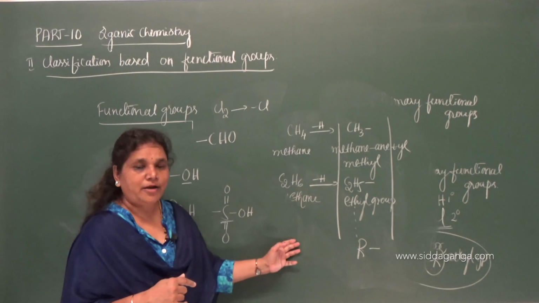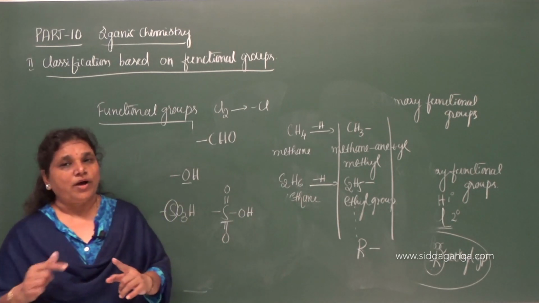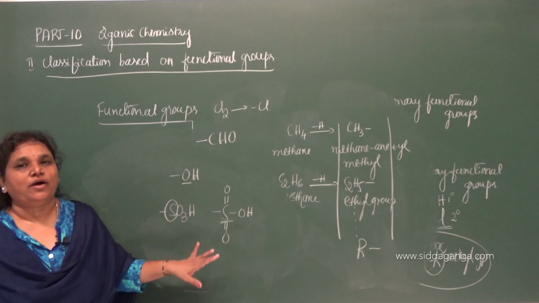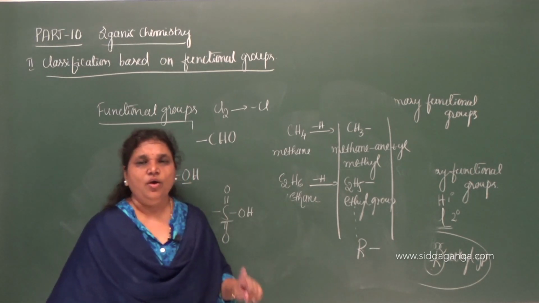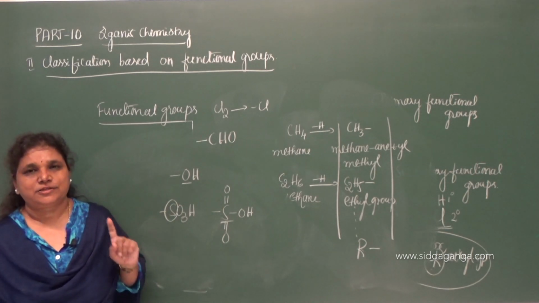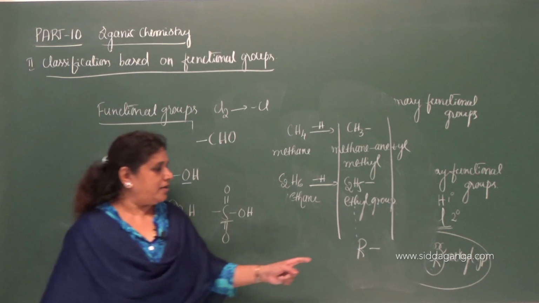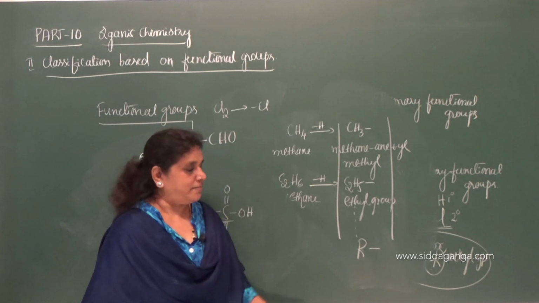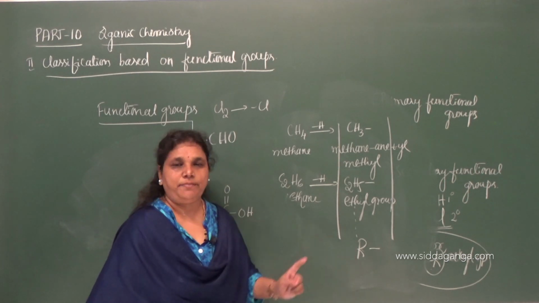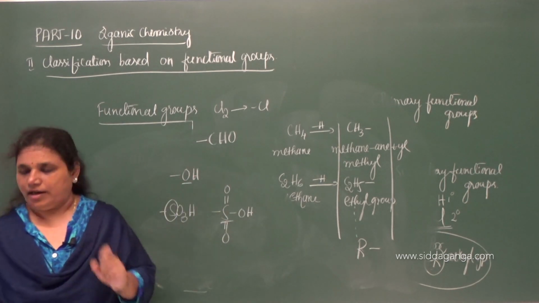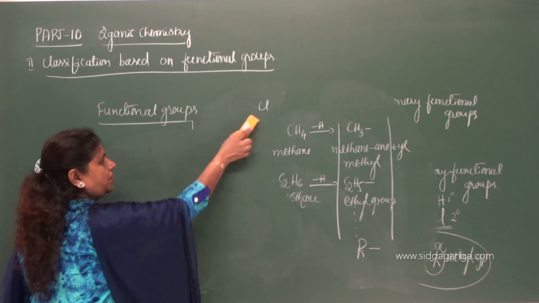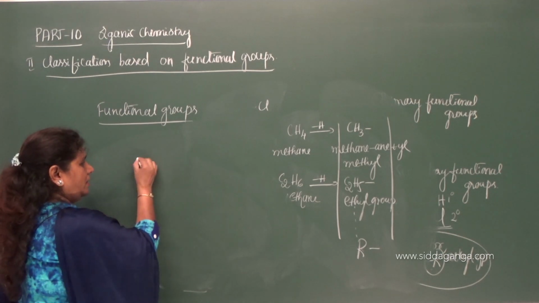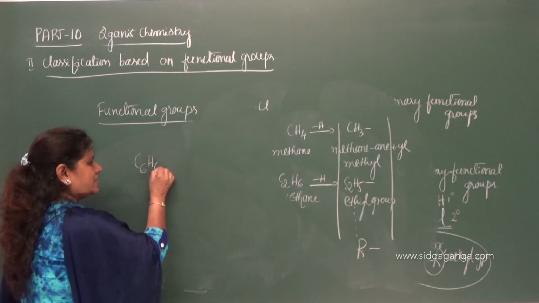Alkyl groups are obtained by removing one hydrogen from the respective alkanes. And alkyl groups are represented by using a letter R. Capital R here stands for alkyl group. Okay. Now, similarly, one more substituent group I want to give, that is, now consider C6H6.